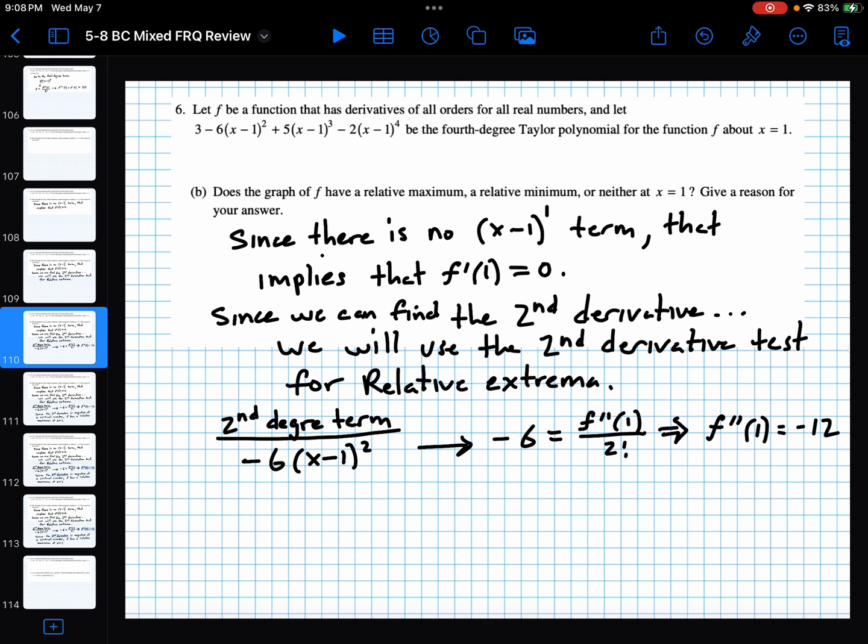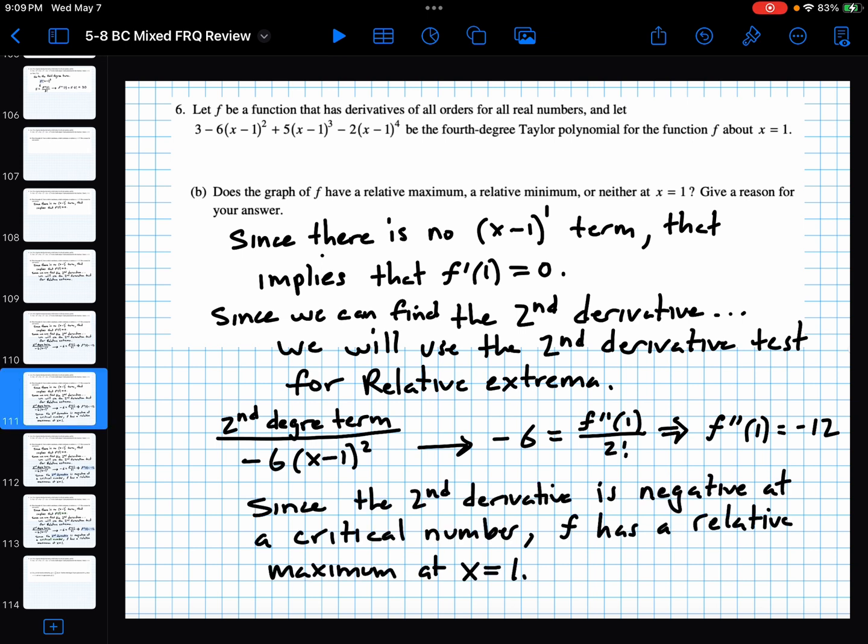Now, I'll write this out in a moment, but just keep in mind, my second derivative at a critical number is negative. That meant that the parent function f has to be concave down, which means you have a relative maximum there. So let's put it into words.